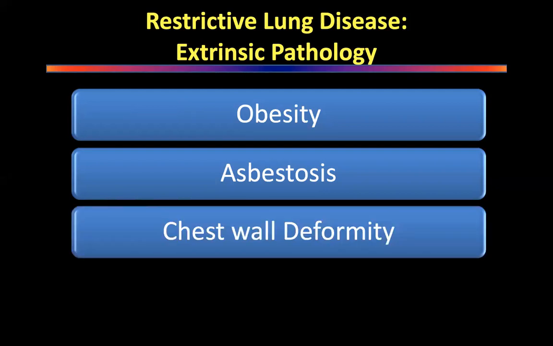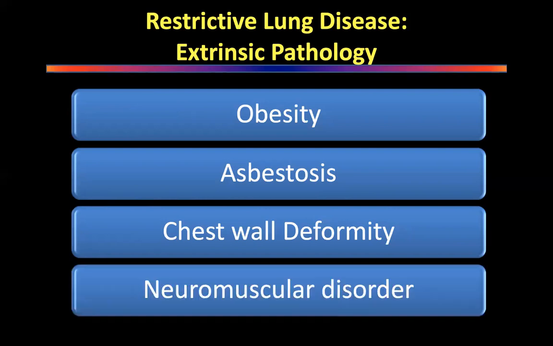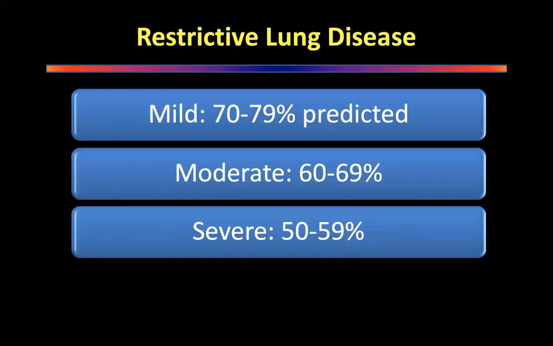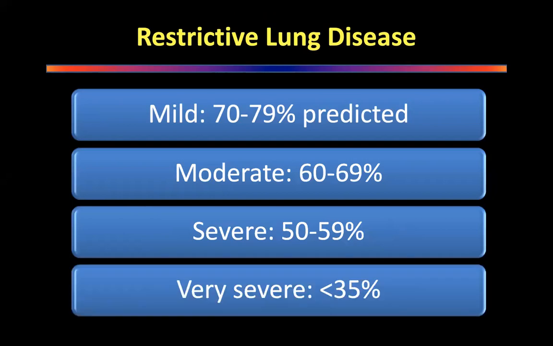Pectus excavatum is a classical example. Severe pectus excavatum can cause compression on the lungs and cause this problem. Severe kyphoscoliosis can also cause this problem. And neuromuscular disorders which affect the movement of the diaphragm and chest wall can all compress the lung and cause what is called restrictive lung disease. Mild is 70 to 79% predicted, moderate is 60 to 69, severe is 50 to 59, and very severe is less than 35. So this is a classification of restrictive lung disease on the basis of spirometry.